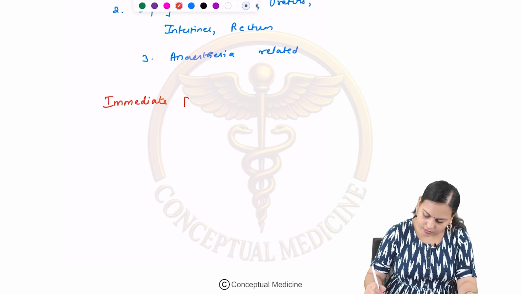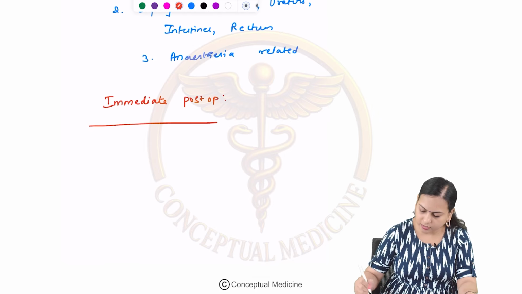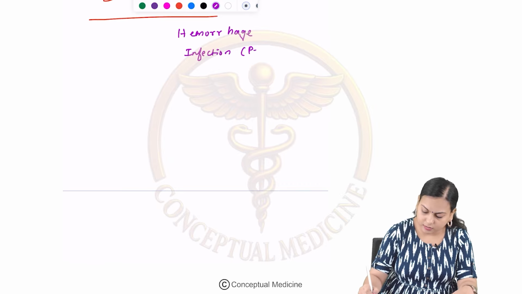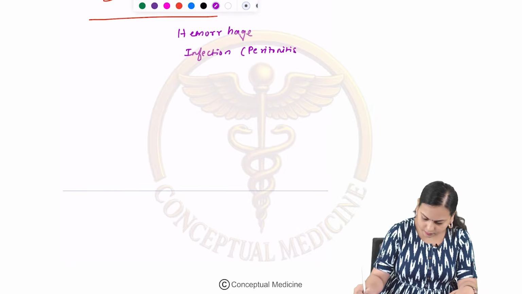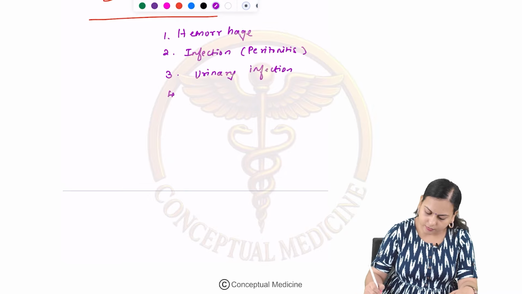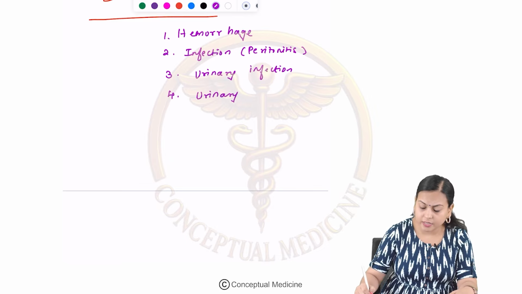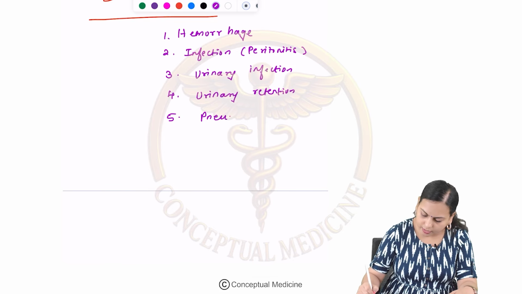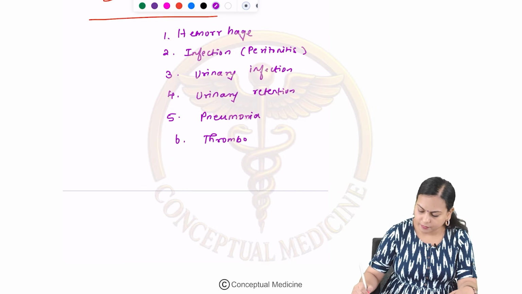Then immediate post-op complications. Here also there can be hemorrhage, there can be infection that can result in peritonitis. It can be urinary infection also. Sometimes urinary retention also will happen. Pneumonia is also an immediate post-operative complication. Thromboembolism.